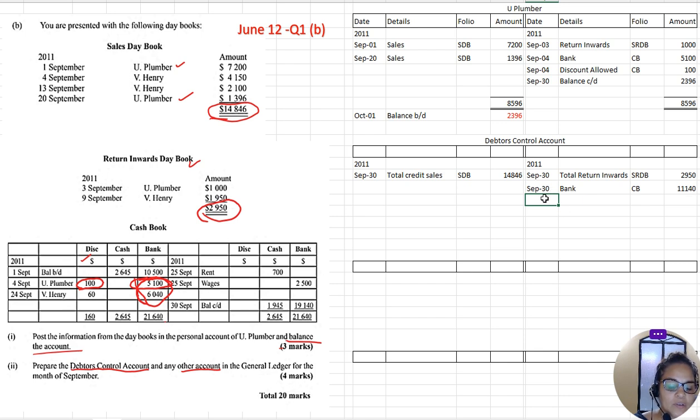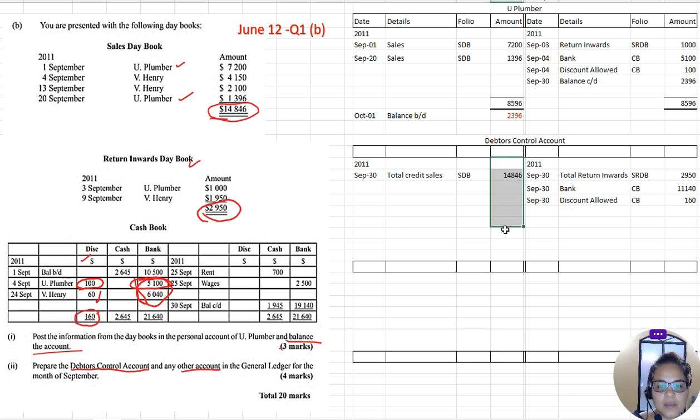However, not to forget the discount that you allowed your customer, which is the total amount here of $160, because the 100 plus the 60 that you gave V Henry totals $160. This total amount will also affect your debtors control account. So on September the 30th, you have your total discount allowed, and it's taken from your cash book as well. For how much? $160.